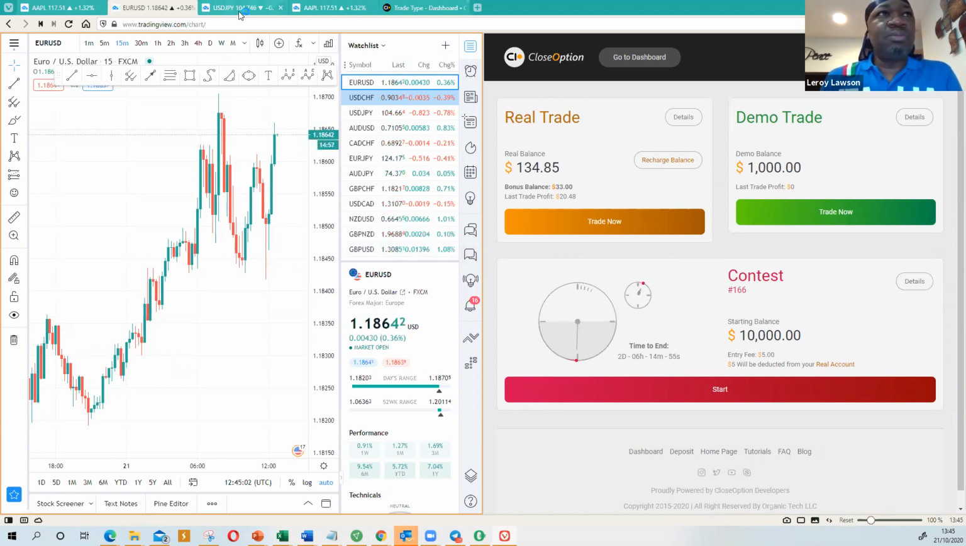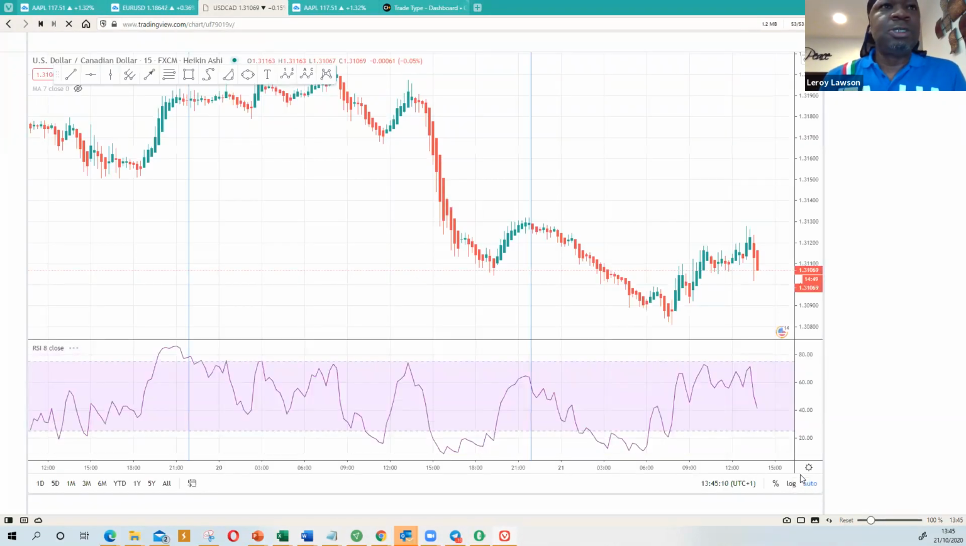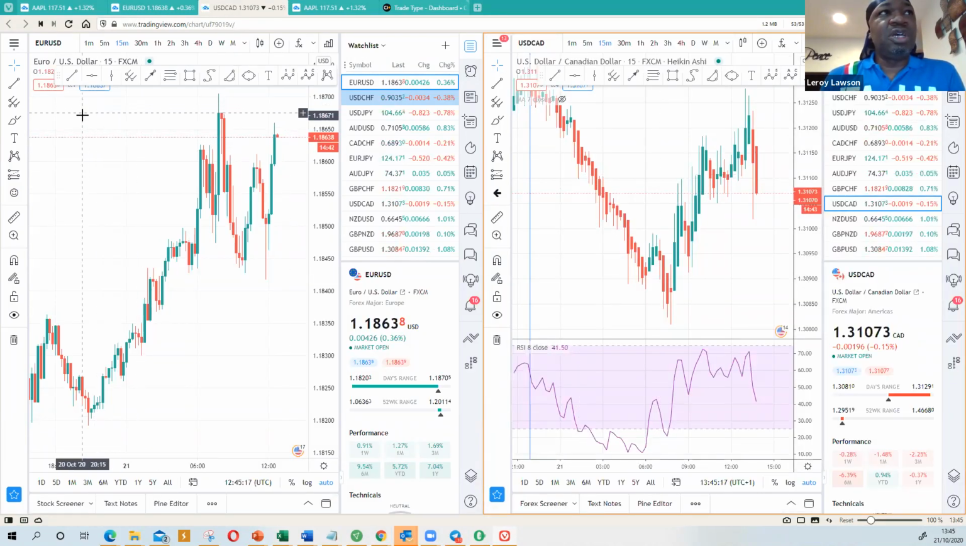Or if you want to look at more than one chart, let's say I'm looking at the dollar yen, and let me just split that again. I'm going to split this one this way. So I've got dollar yen, okay, and I've got euro dollar on that one.